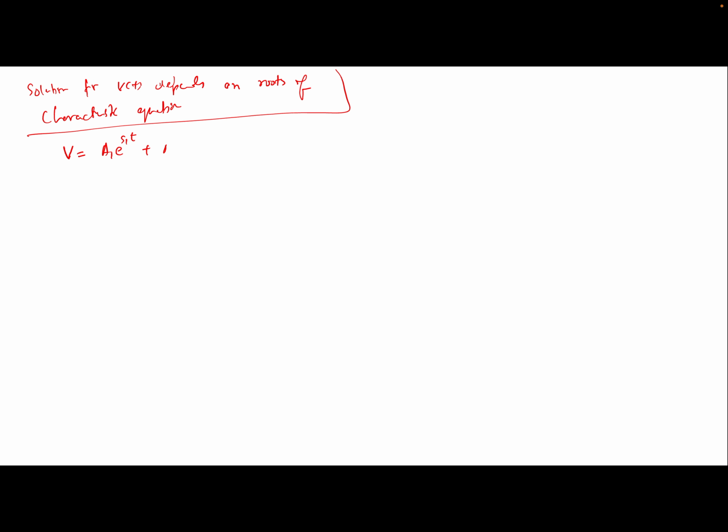So again, solutions for v of t depend on the roots of the characteristic equation that we derived in our previous lectures. I'm just going to write down all three equations now. One equation is v equals a1 e raised to power s1t plus a2 e raised to power s2t, and if you remember, this was for overdamped.